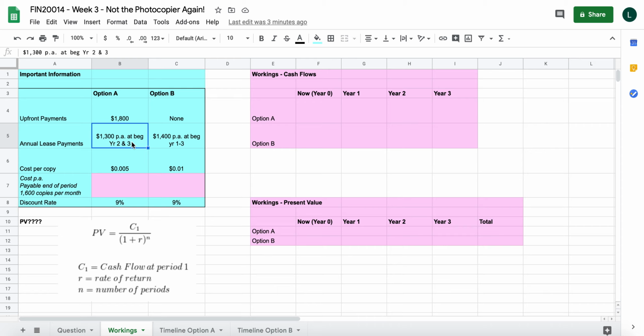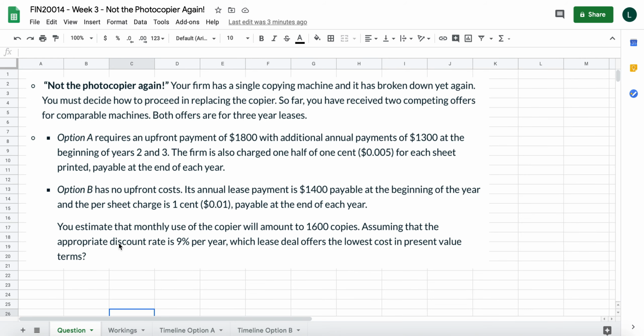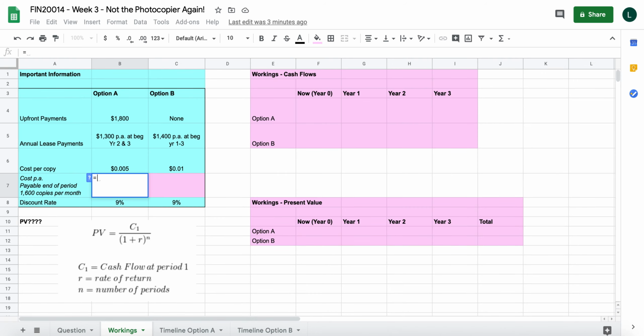But what we can do is figure out our cost payable for the printing per year. If we jump back into the question, it says that all our charges for printing are payable at the end of each year. That's the same for option A and option B. So what we can do quickly is, let's go brackets, our cost per copy times 1,600, and we have to times that by 12, which gives us our cost. So I'll put in brackets, that one times 1,600 times 12. So there are all our costs. That's everything we need to know.